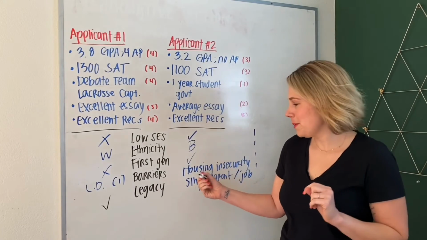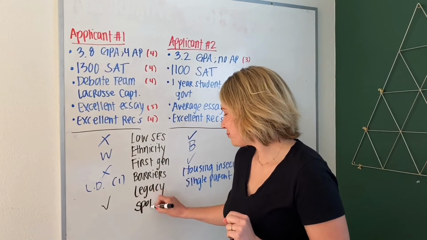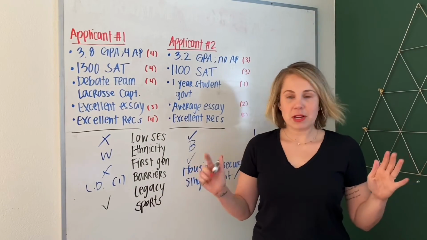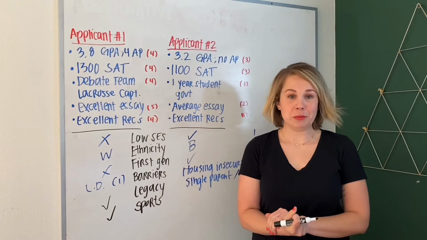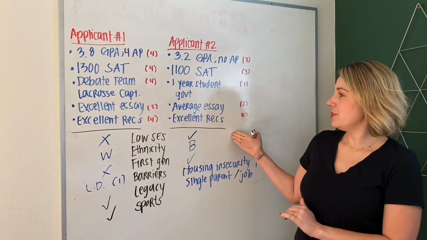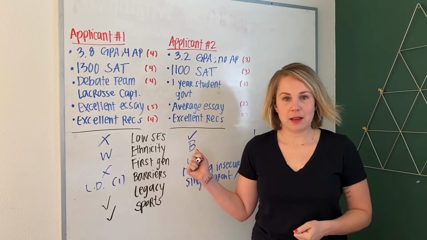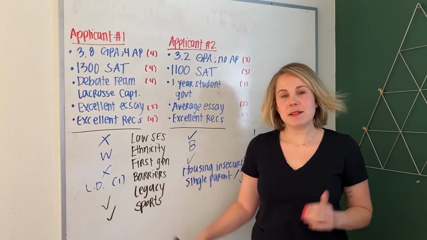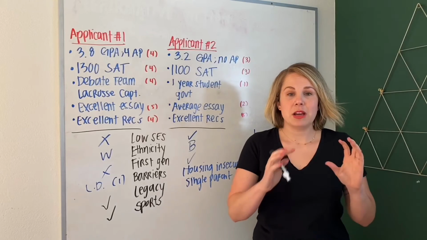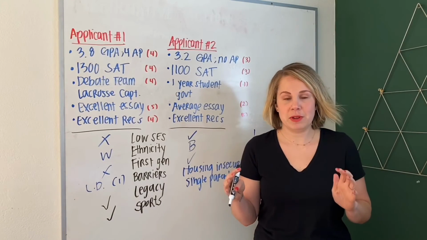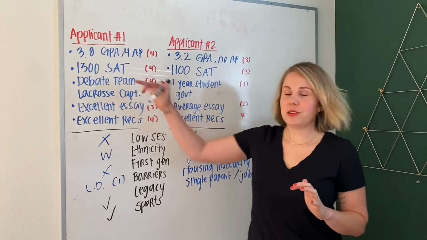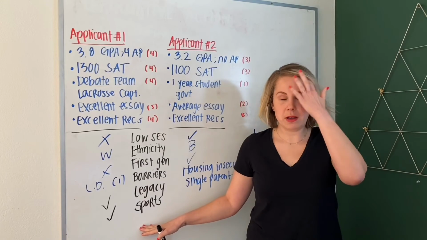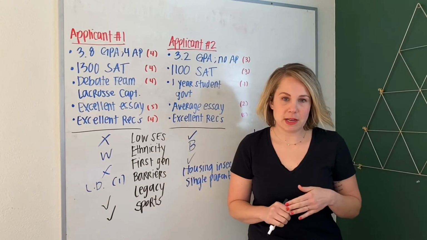Second thing I want to bring up, sports. If they play a sport, and this can be any sport, they can often get a little boost. Applicant 2 doesn't have sports. They worked a lot. They had housing insecurity, so they don't get points. Depending on the school, depending on the sport, it can compensate for several hundred points on the SAT. So he got a 1,300, not bad. Depending on the school, the extra boost he gets from sports could boost that up to almost a 1,600.